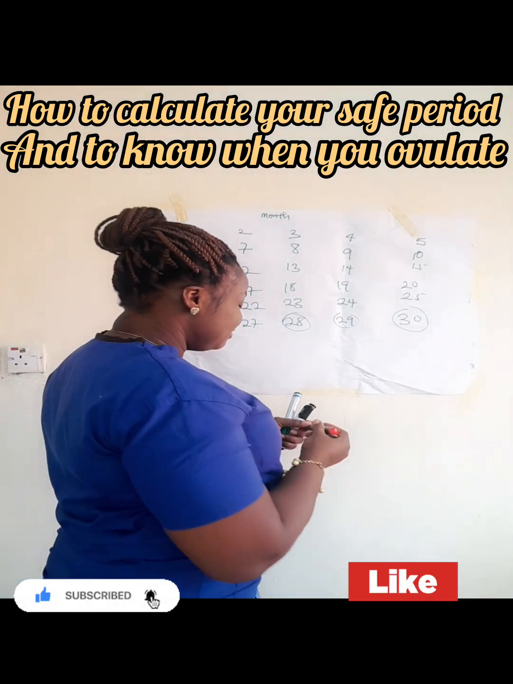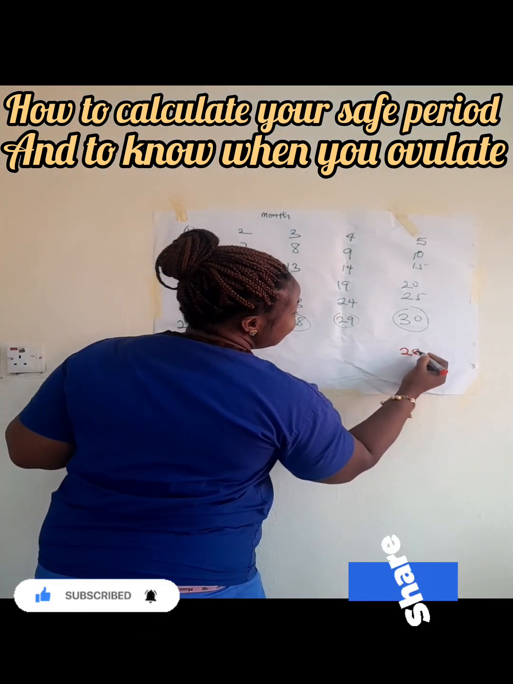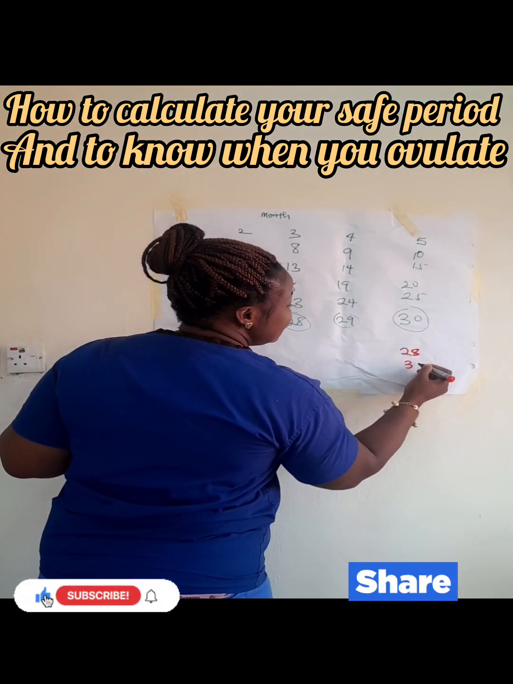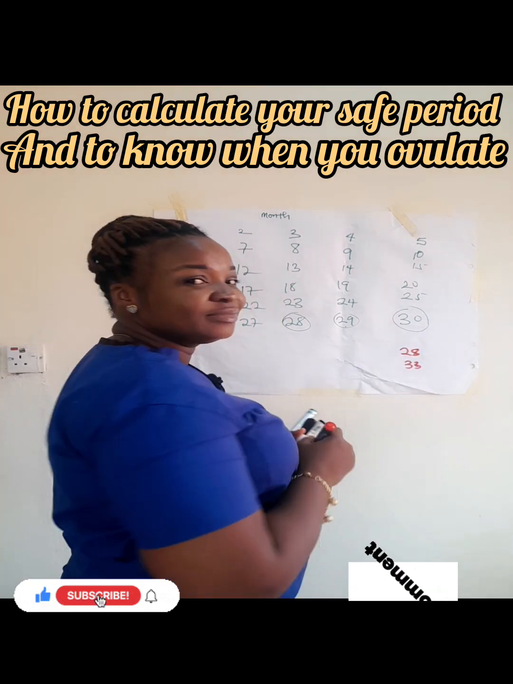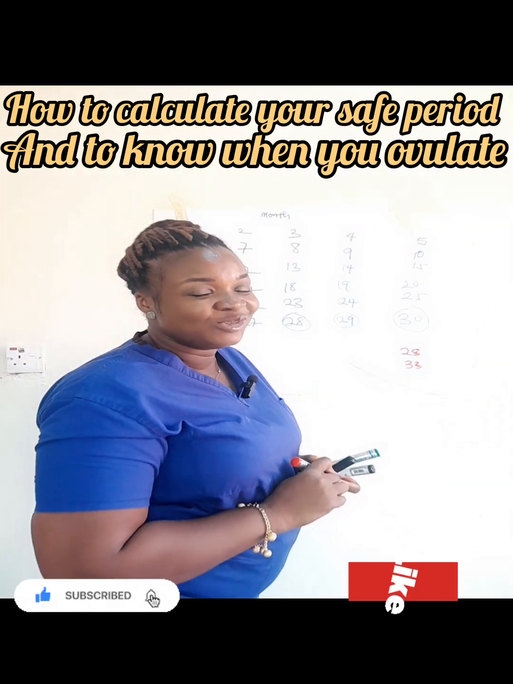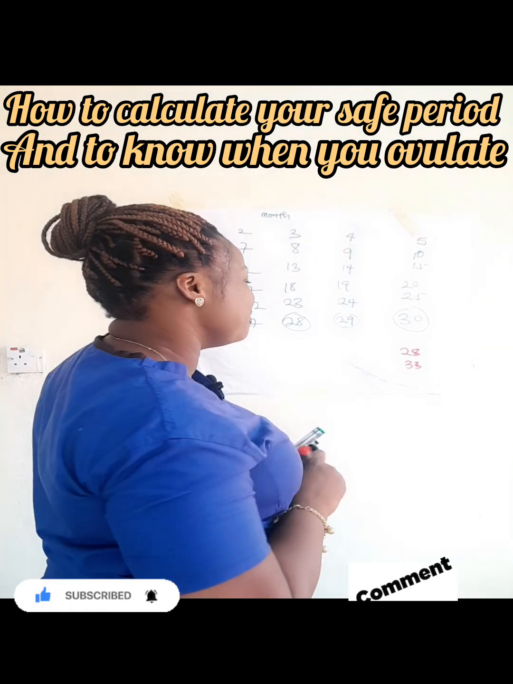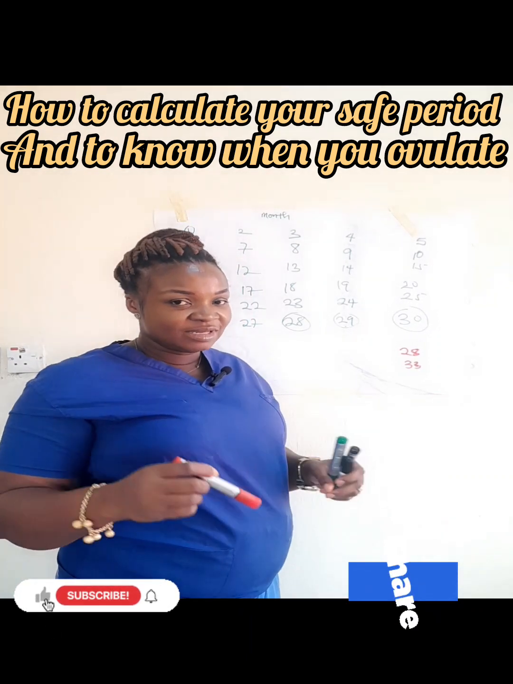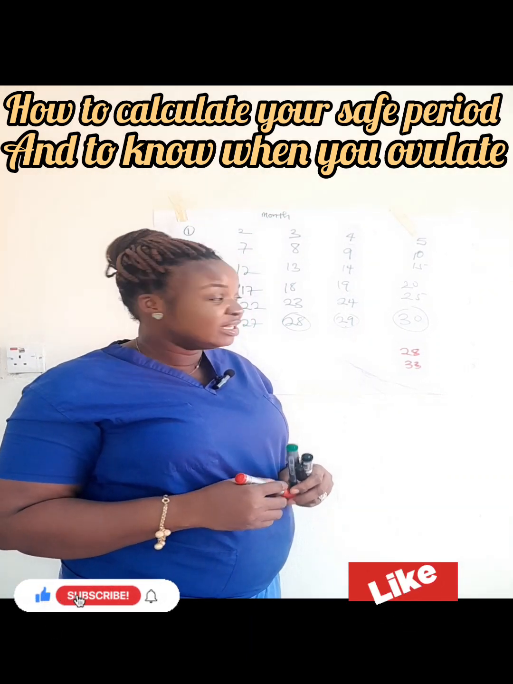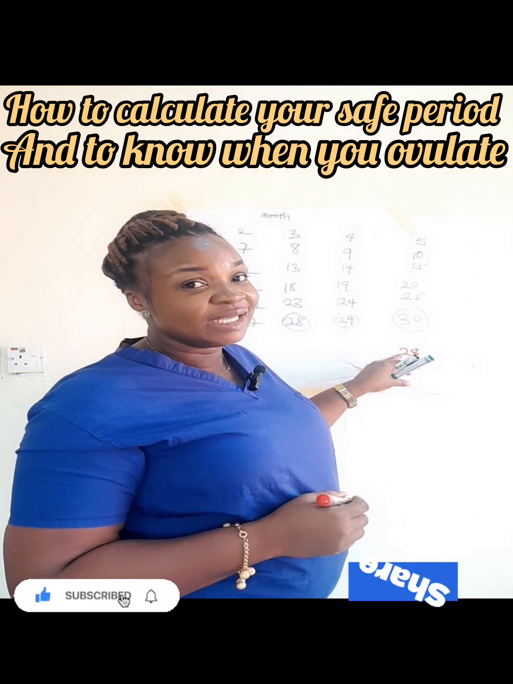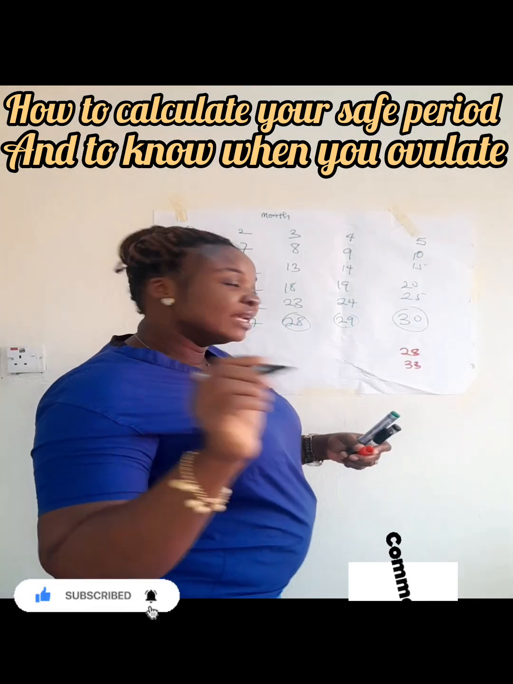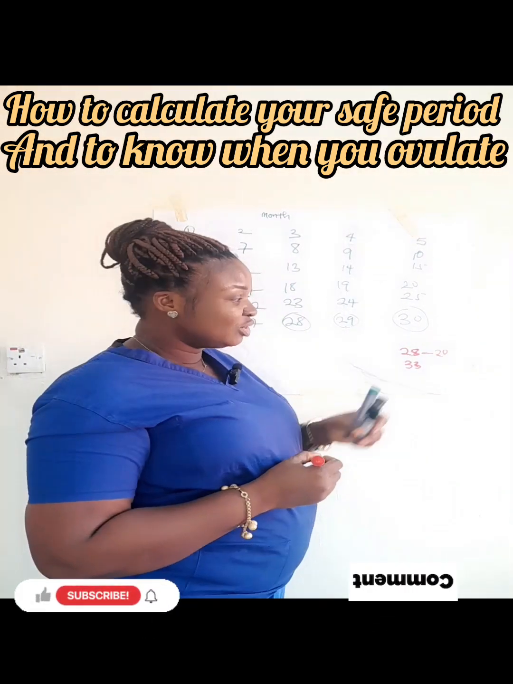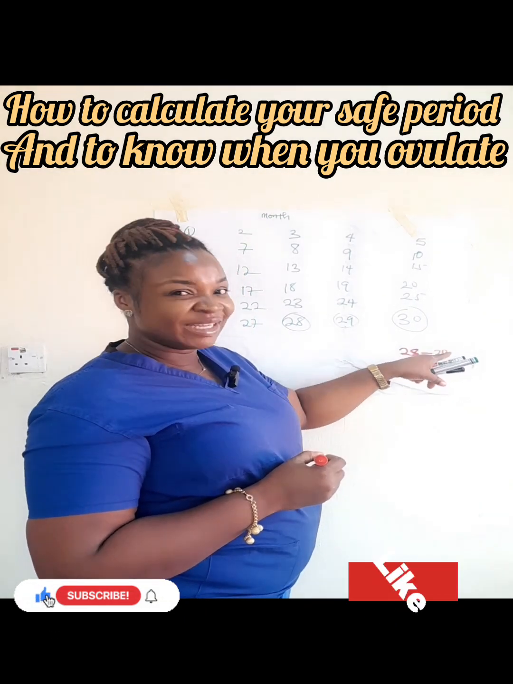Now, the first period was 28 days. The second period now is a 33-day cycle. How will you get when you are in your free period? Let's go with free period first. Now, what you do is get your shortest cycle length. The shortest cycle length you have here is 28. In that shortest cycle length, minus 20 from it. So your shortest cycle length, 28 days minus 20.